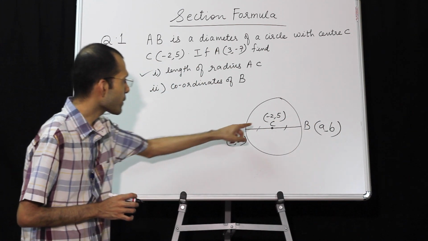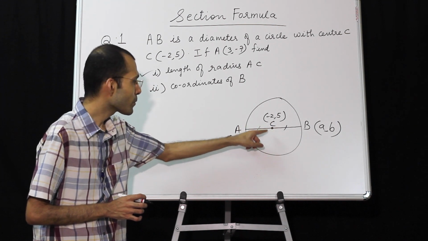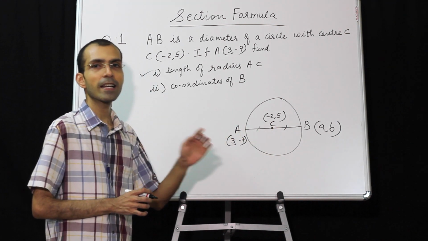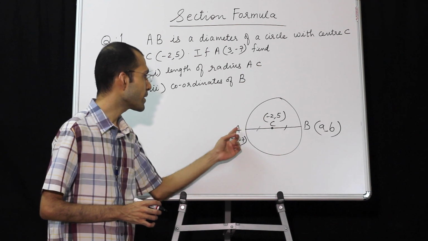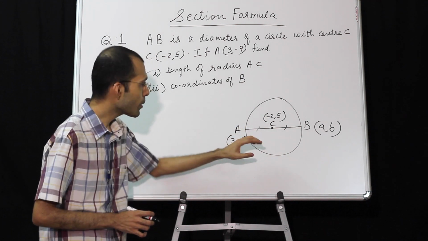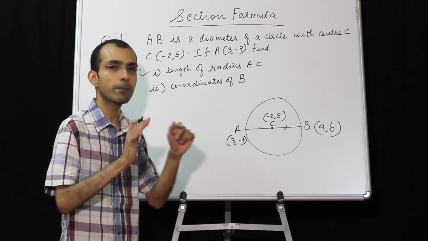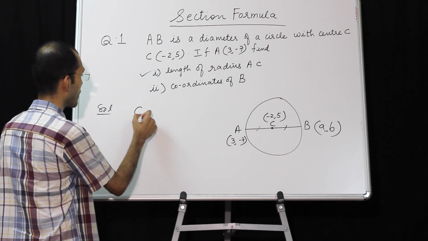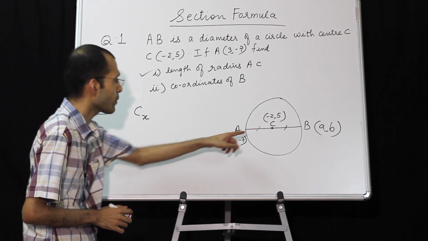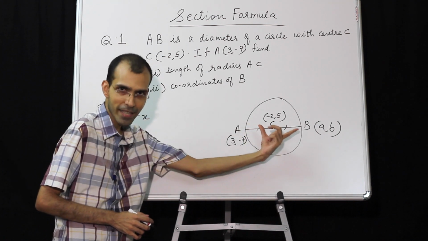Okay. Now C is the center. So C is the midpoint of segment AB. So now midpoint is given, you have to find that. So it is a direct application of midpoint formula. So what I will do, I will write Cx. So now C is the midpoint of segment AB.